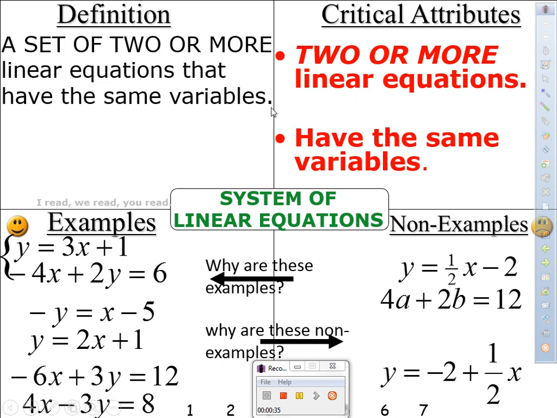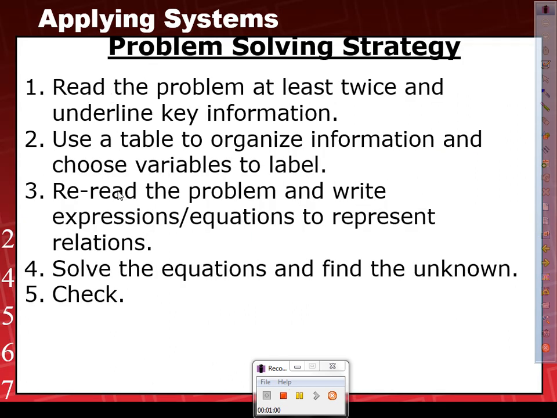Does that sound familiar? Yeah, that makes sense, doesn't it? Step 2, use a table to organize information and use variables to label. Choose variables to label. Step 3, reread the problem and write expressions or equations to represent relations. Step 4, solve the equations and find the unknown. Step 5, check. Copy that, please.